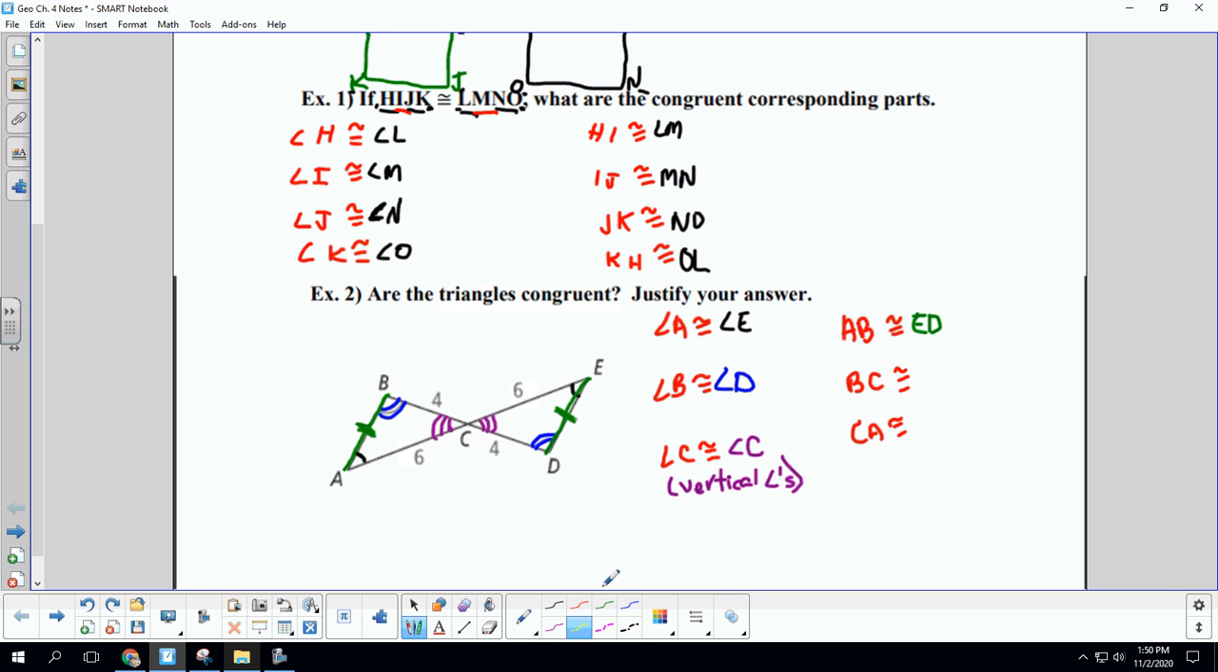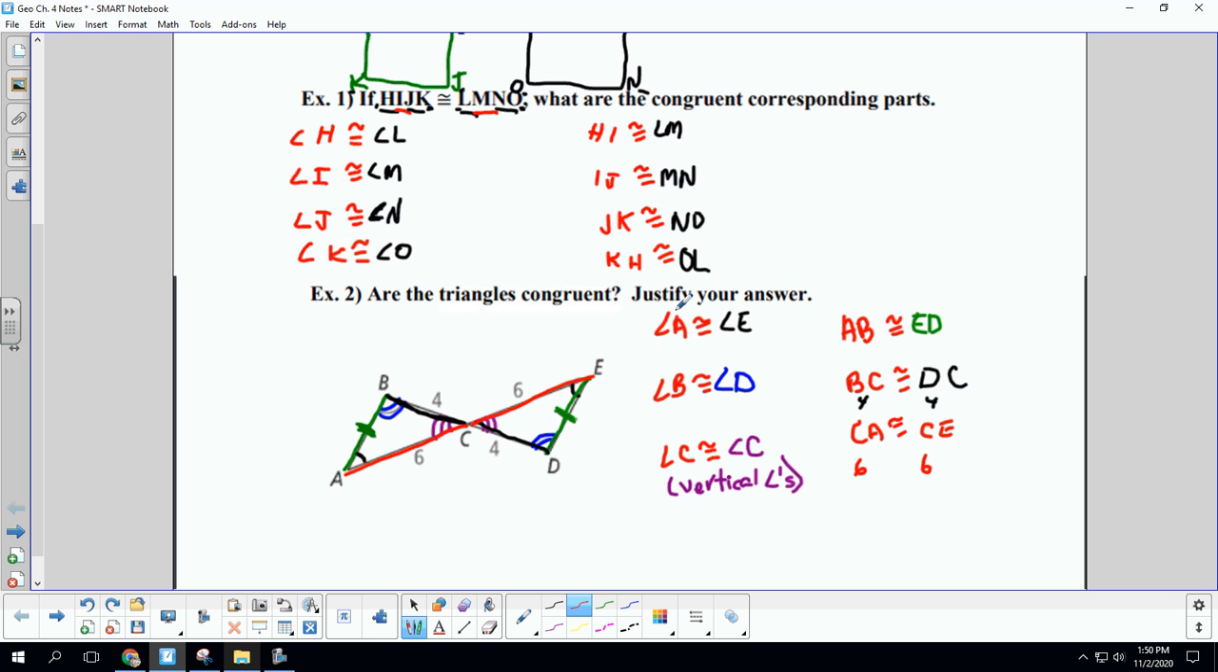Alrighty, so let's look at BC. BC is 4 and DC is also equal to 4, so we can say that they're congruent. All right, CA is 6 and CE is also 6, so we know that they're congruent.